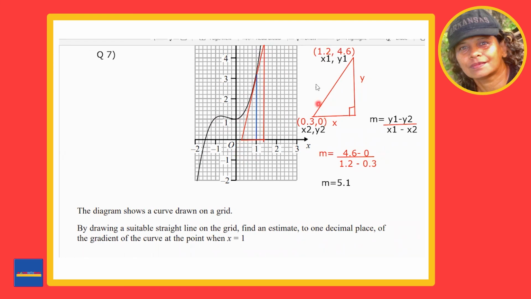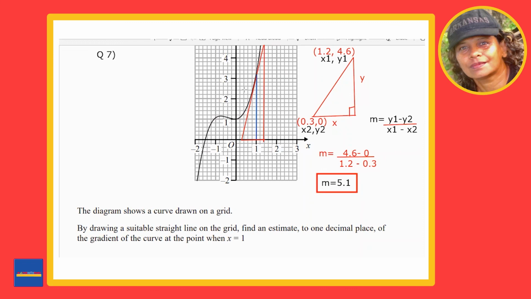So we know that if you want to find out the gradient of a line, we use the formula y1 minus y2 over x1 minus x2, which is exactly what we do here. We have 4.6 minus 0 divided by 1.2 minus 0.3, and our answer is 5.1. So that's how we find out the answer for this question. Once again, they say by drawing a suitable straight line, and this is a straight line that we draw.